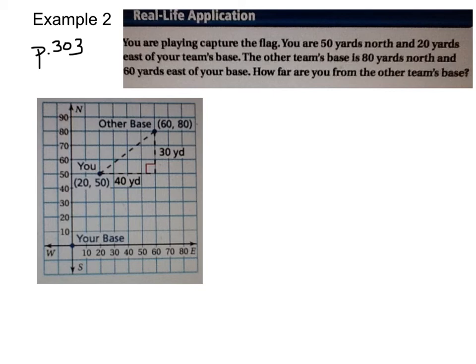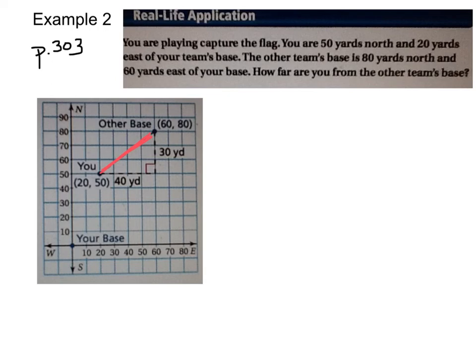Now, the first thing we're going to do is, if we're looking at our base, this is something I would expect you to come up with on your own. But I gave it to you right off the bat. So look at this, your base. You are 50 yards north. So look at the arrow. This is your base. So 50 yards north, 20 yards east. So that would be the ordered pair 20-50. So there's your dot. If your other team's base is 80 yards north and 60 yards east, then we're at the ordered pair 60-80. So the dotted line, which I'm going to highlight in red, is what we have to find.